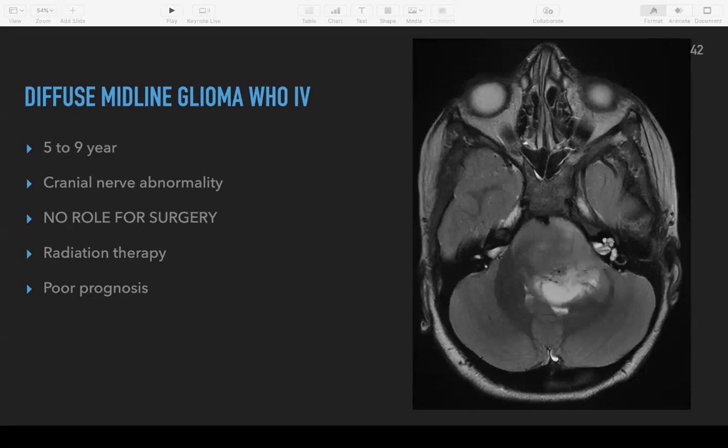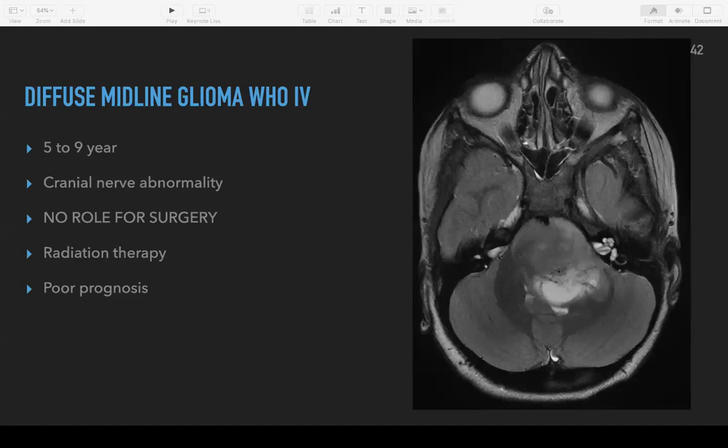Diffuse midline glioma, unfortunately, is one of the saddest tumors that we have in pediatrics, which is unfortunately a killing disease with no treatment, to be honest. There is no treatment. Surgery is not indicated. There is no role for surgery, even no role for biopsy.